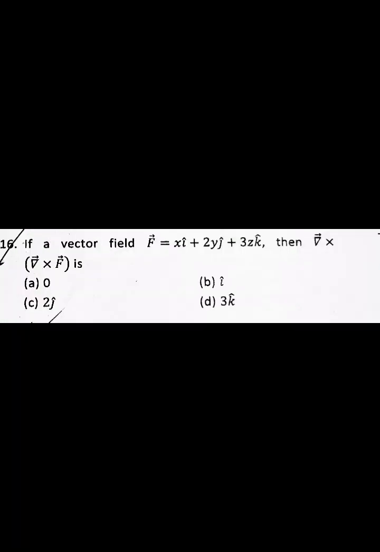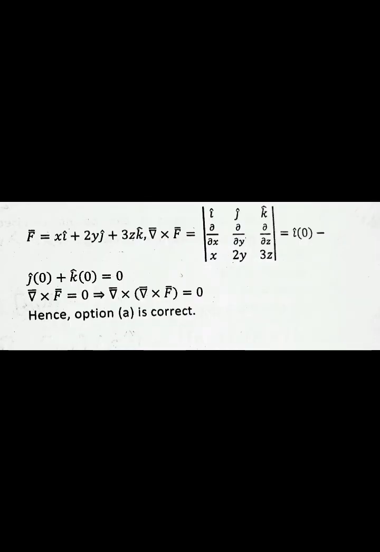The next question is, if a vector field f is equal to x i cap plus 2y j cap plus 3z k cap, then del cross f is dash. Here f is equal to x i cap plus 2y j cap plus 3z k cap. Then del cross f is equal to the determinant of i j k, dou by dou x, dou by dou y, dou by dou z, x, 2y, 3z, and this is equal to i into 0 minus j into 0 plus k into 0, and this is equal to 0. That means del cross f is equal to 0. So the answer is option A.